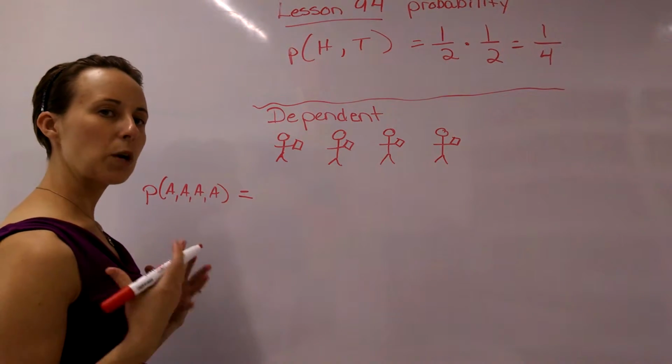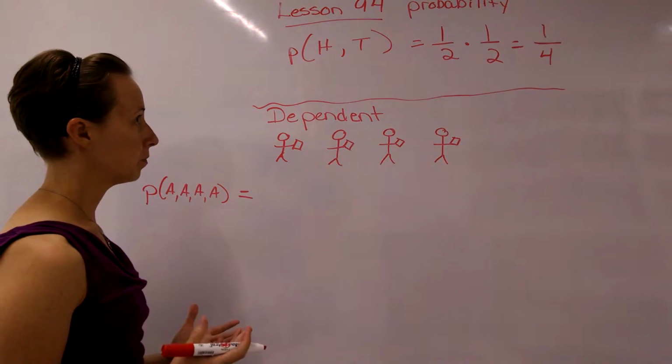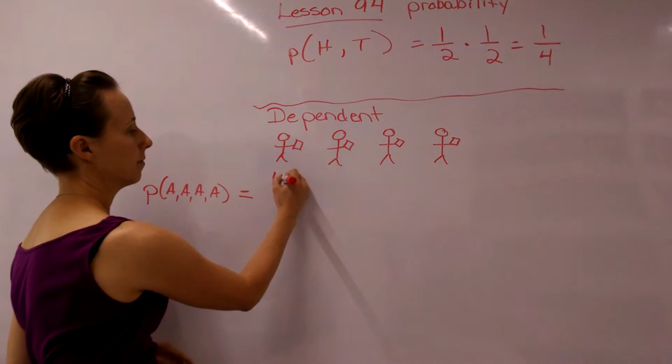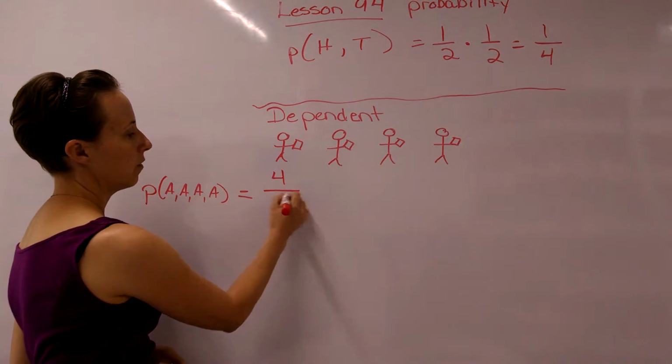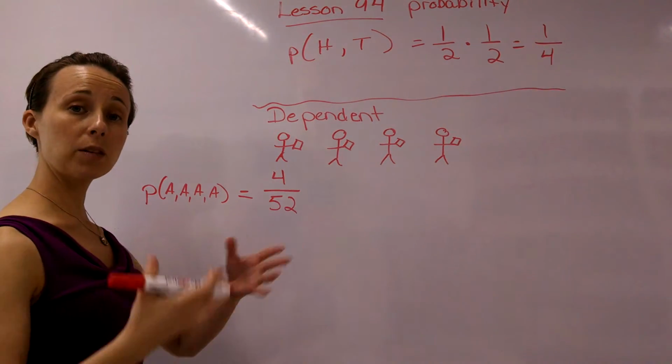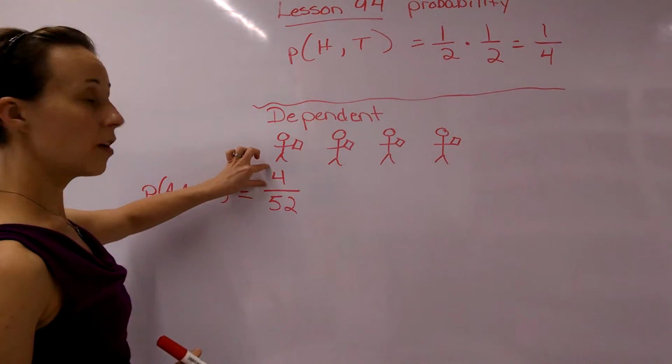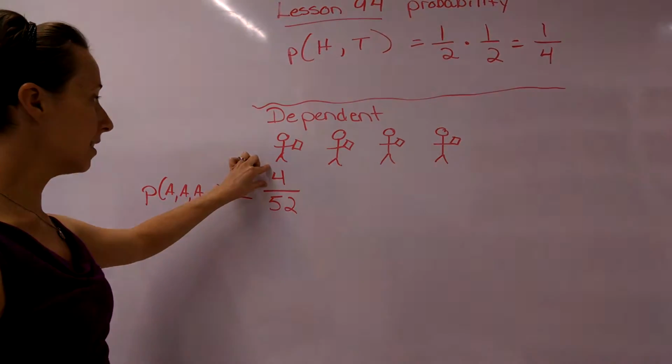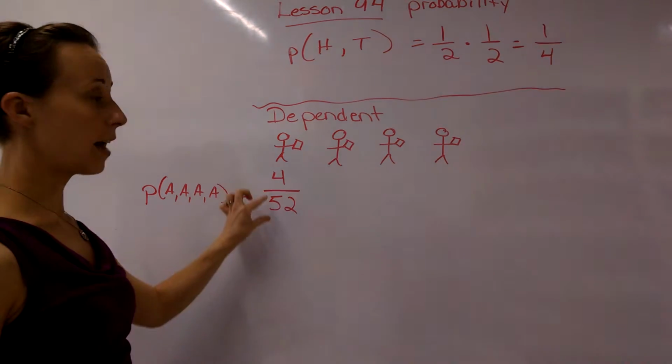How many aces were in the deck? Well, there were 4 of them, right? Out of 52 cards. Well, that's easy enough. That's what we've been doing. How many are there that could happen? There are 4 aces. That would be our ace card out of the 52 total.